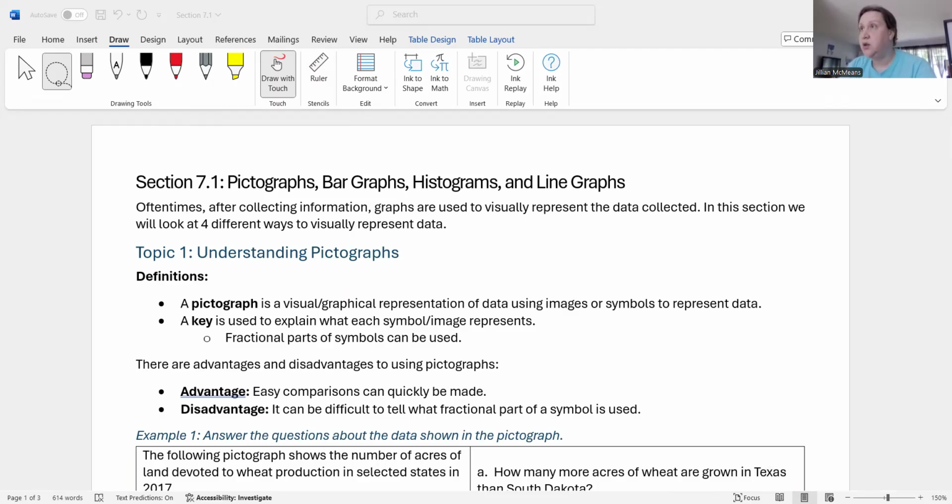So you go out there, you find some topic you want to research, you go and you collect a bunch of information, you get a lot of data. You then need to find some way to organize that data. And one way that we can organize that data is with visual representations.